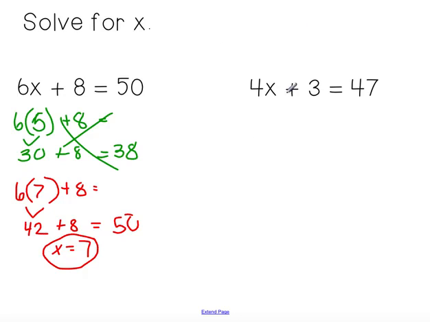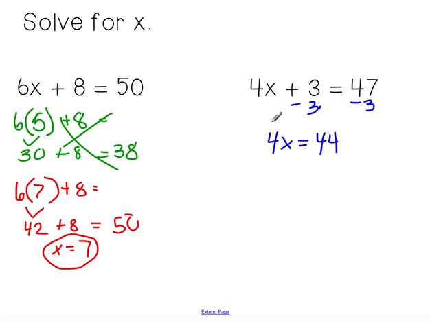Okay, and then we have another example over here, and I'll show you a different way, more algebraic thinking, in order to solve this. So if you know that you're going to be multiplying a number by 4 and then adding 3 to get to 47, if you want to just get the 4x alone, you could take away 3, and then you have 4x is equal to 44.